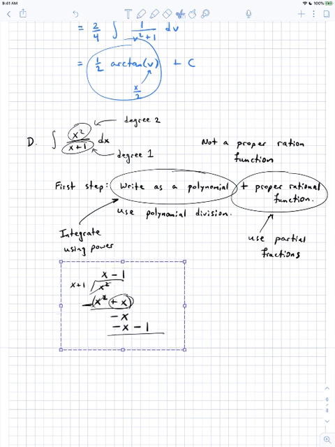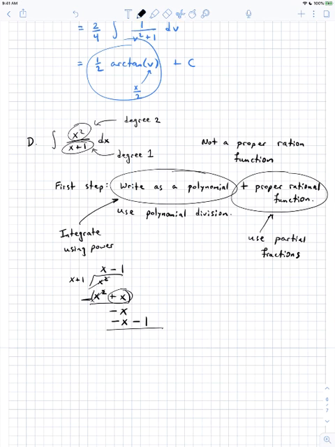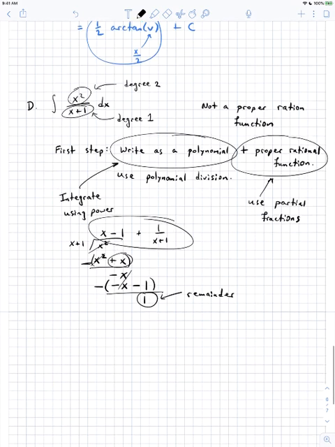Let me just move this up slightly so it's on the same page. So now we again look at the remainder, and you get minus x plus x, which is 0, and then you get minus a minus 1 is plus 1, and that's your remainder. So plus 1 over x plus 1, and that is the result. So x squared over x plus 1 is equal to x minus 1 plus 1 over x plus 1.